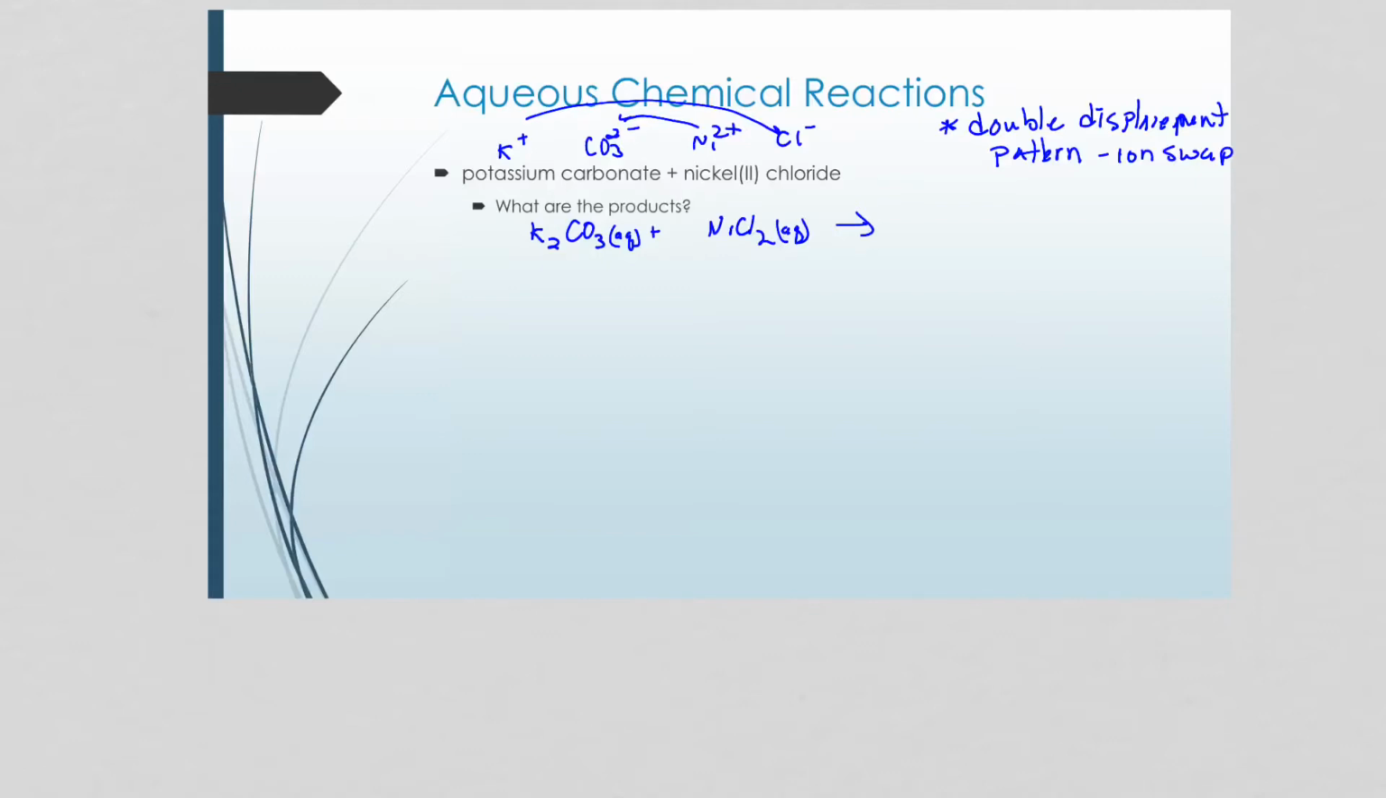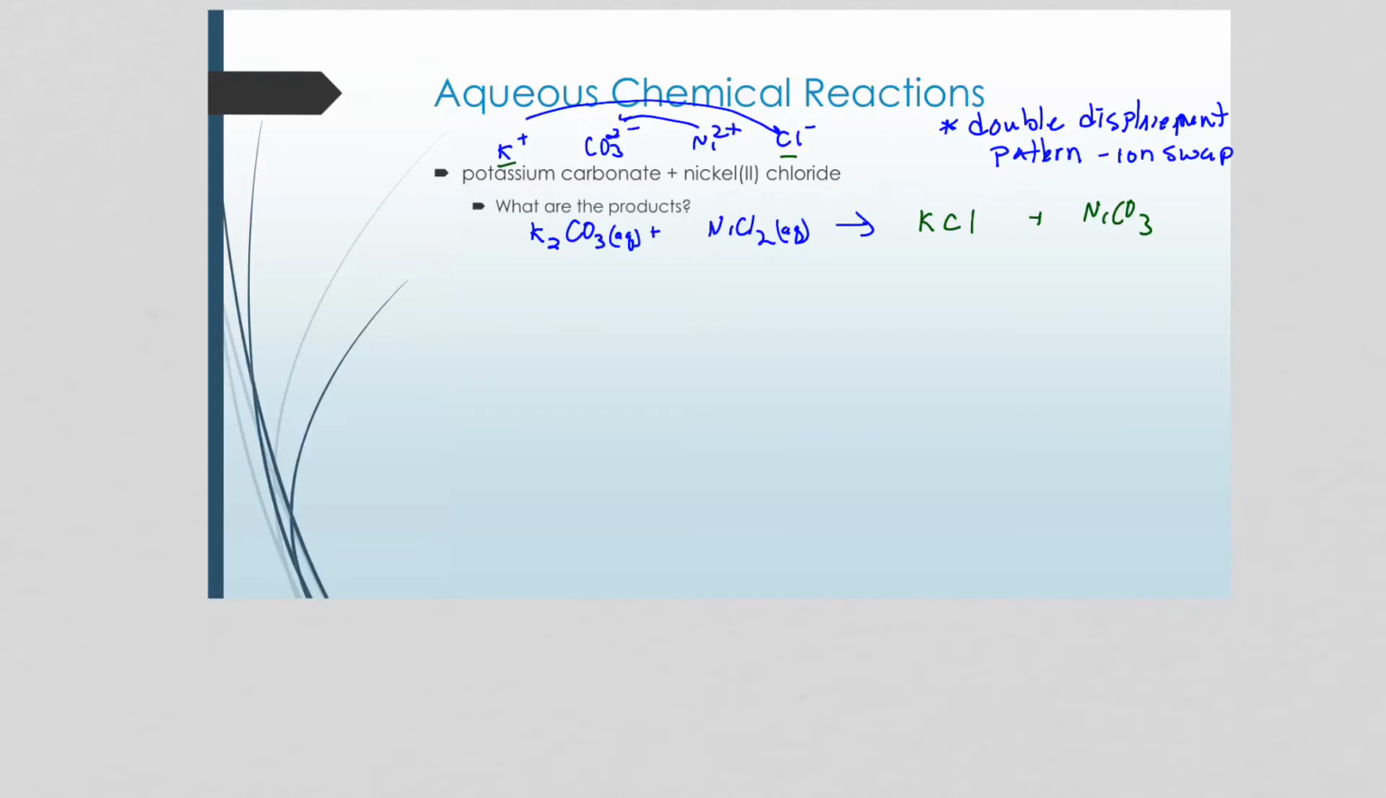So if I want to predict what my products are going to be in this reaction, or could be, I'm going to combine potassium, right, with the other negative ion, the chloride, and we got 1 and 1, so my formula is going to be KCl. I'm going to combine the nickel and the carbonate. They're both 2 minus, 2 plus, so a 1-to-1 combination. So I get NiCO3 as my second product. So now I know what the products are.